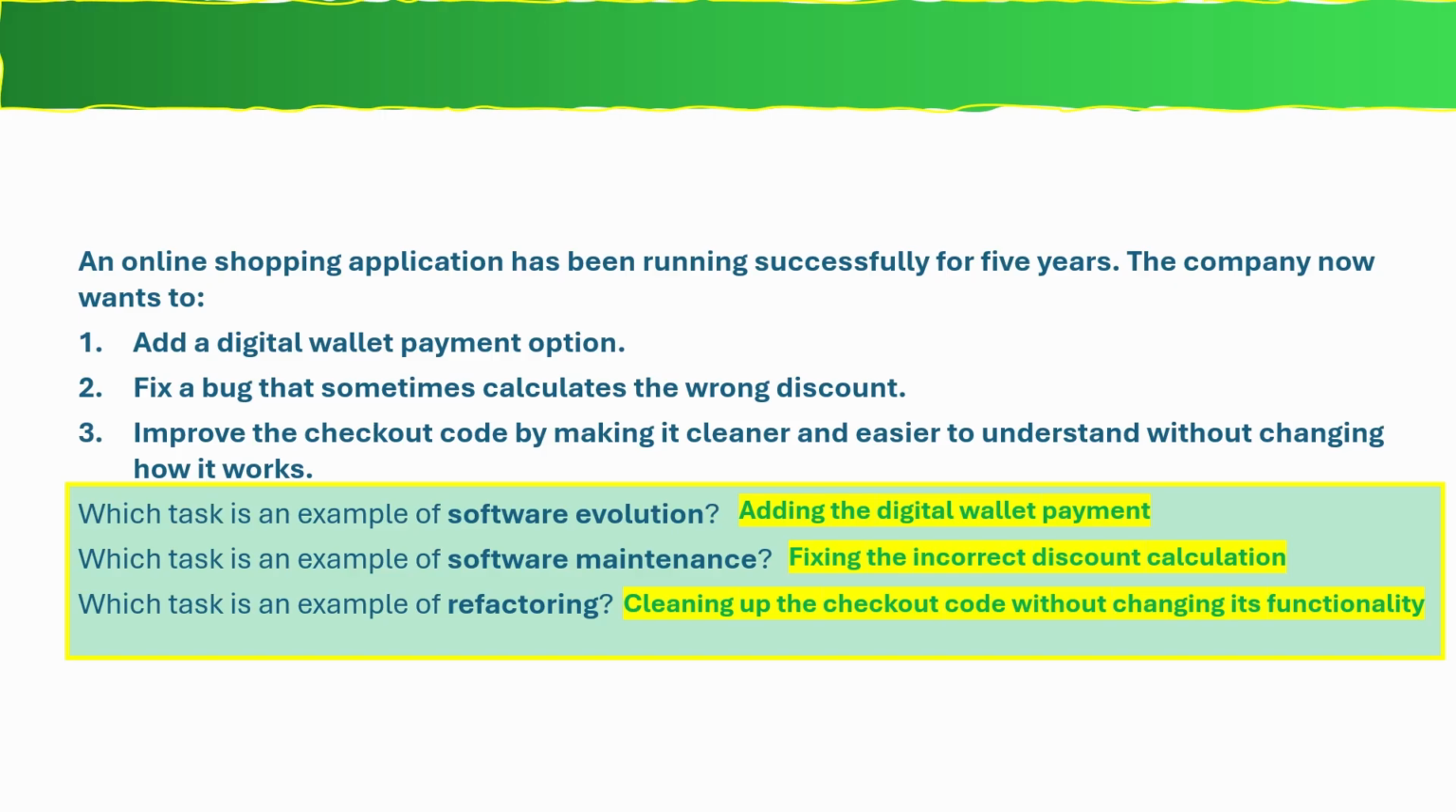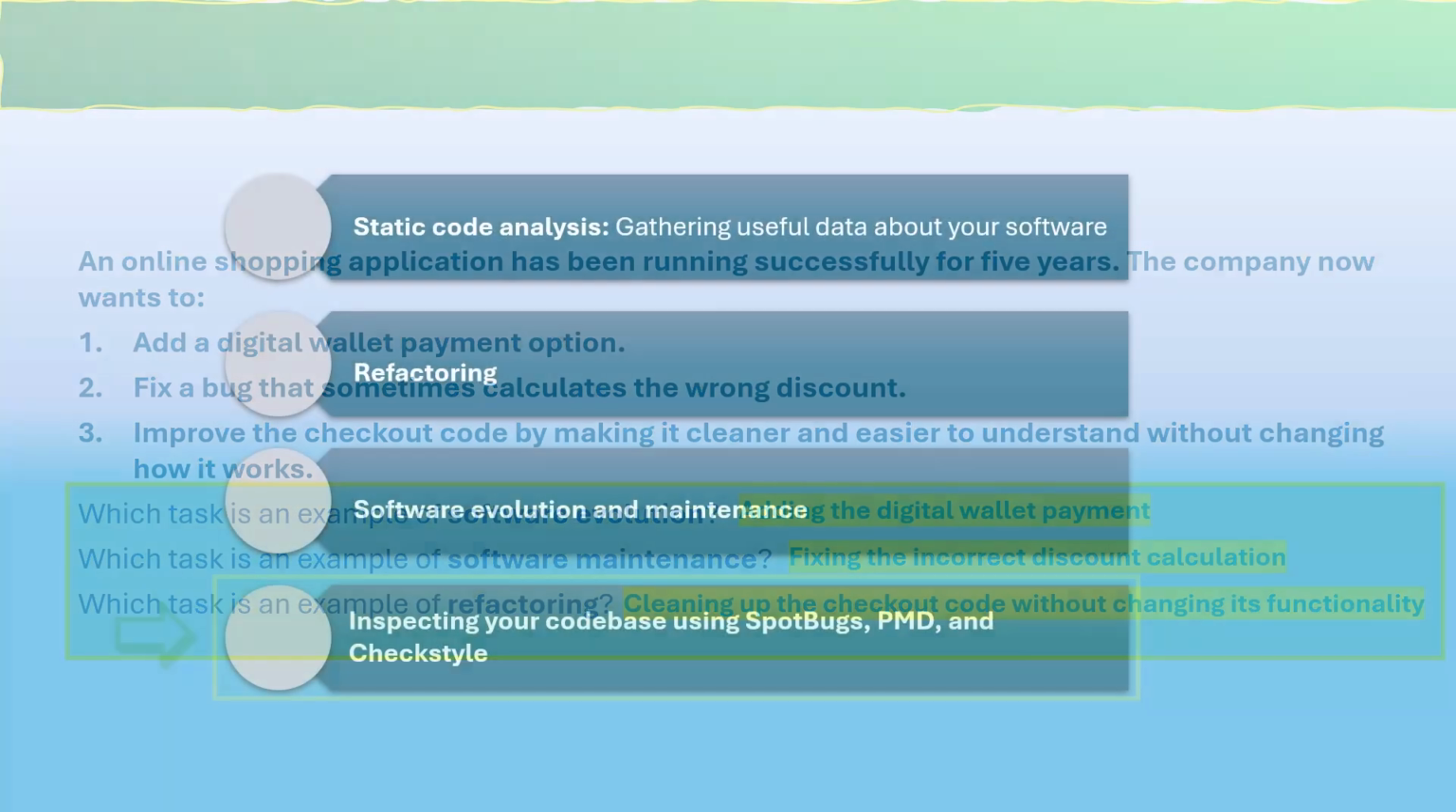Notice how these activities are related but serve different purposes. Evolution focuses on adapting and enhancing the software over time. Maintenance keeps the software reliable and functional. And refactoring improves the code quality to make future maintenance and evolution easier.